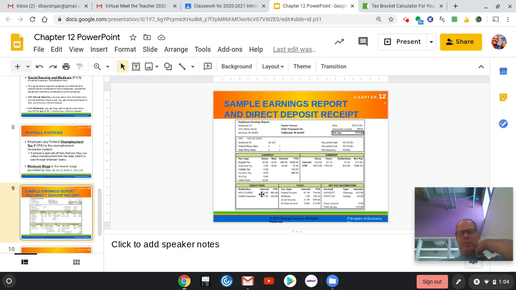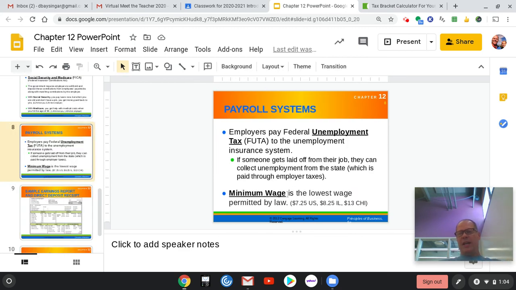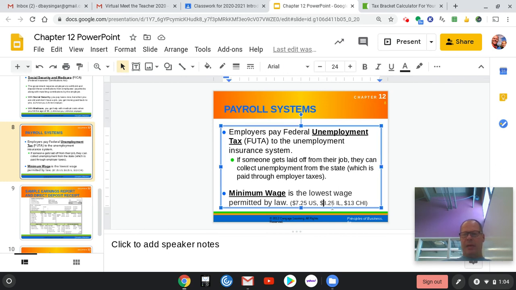Minimum wage means there is a rule in the U.S. and in Illinois of what the lowest amount an employer can pay you for an hour. This is way out of date now. I think in Illinois it's $10 and maybe $10.25 for minimum wage. In Chicago, it's a little higher. They have to pay their people a little higher to live in Chicago.